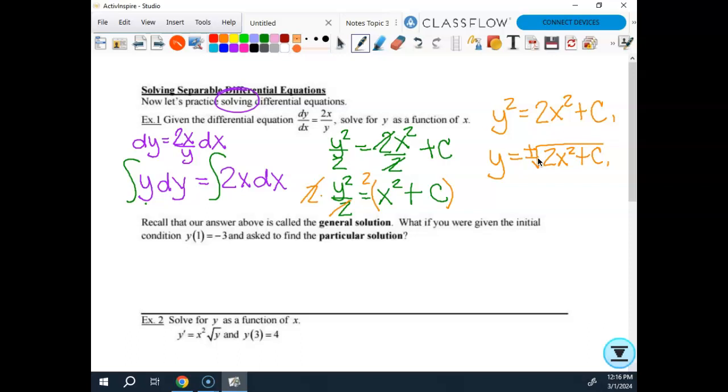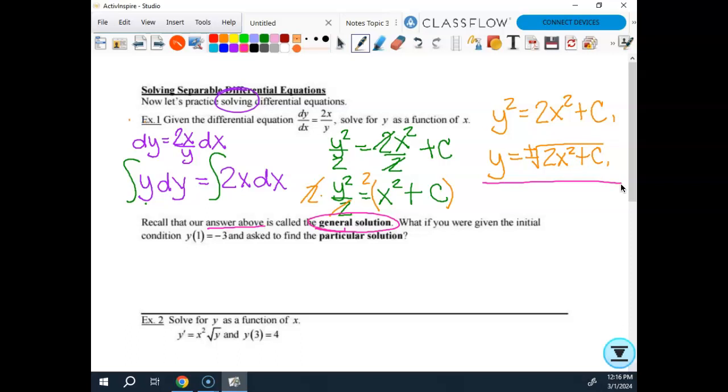So are we good? We took this differential equation. We solved for y as a function of x, meaning I can't have any dy's or dx's in there. So recall, our answer above, this one right here, is a general solution. This is called a general solution because we have this plus c in there and we don't know what it is. And remember when we did the slope fields, that's why we weren't sure where exactly to draw something without somebody giving us something, because c could be anything.